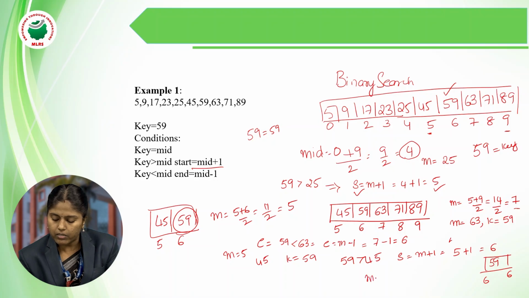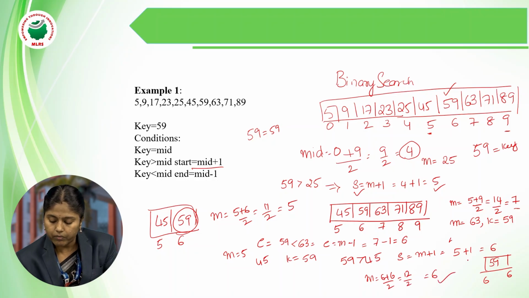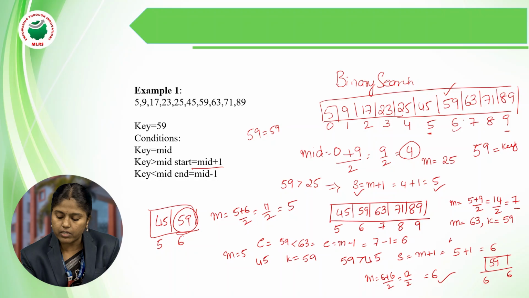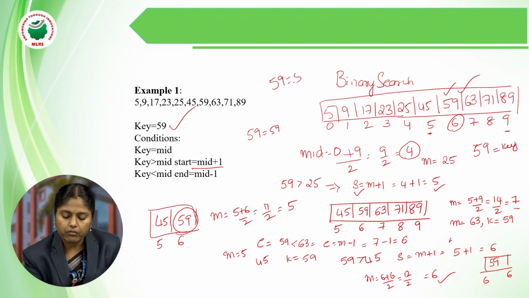Now again mid value is equal to (6 plus 6) by 2, that is 12 by 2, that is equal to 6. Now what is the value at index 6? 59. Now what is the key value here? 59. So 59 is equal to 59.